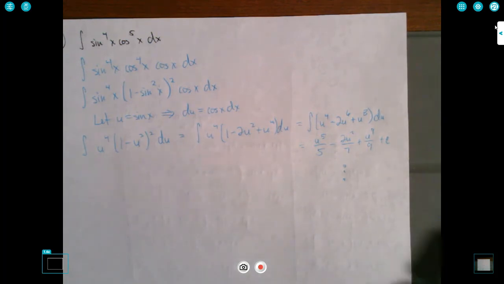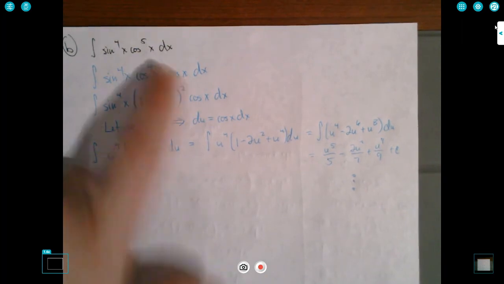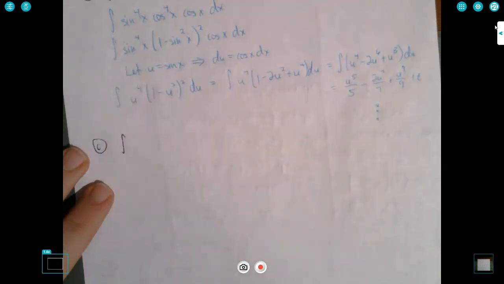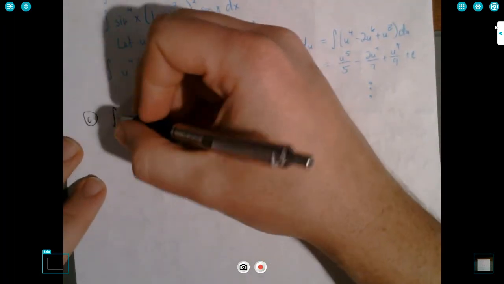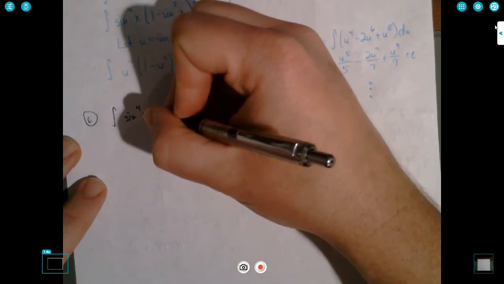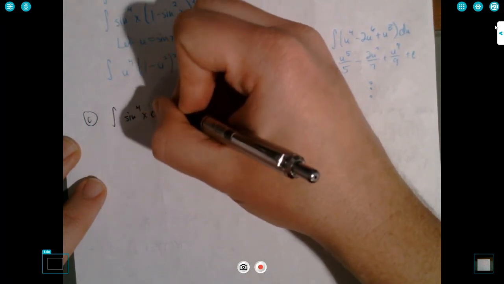So let me give you the last case. We've looked at one where they're both odd. We've looked at one now where only one of them is odd. If they're both even, those are the hard ones. If they're both even, that's when you've just got to do a bunch of trig substitutions. So let's look at sine to the fourth x, cosine to the fourth x dx.